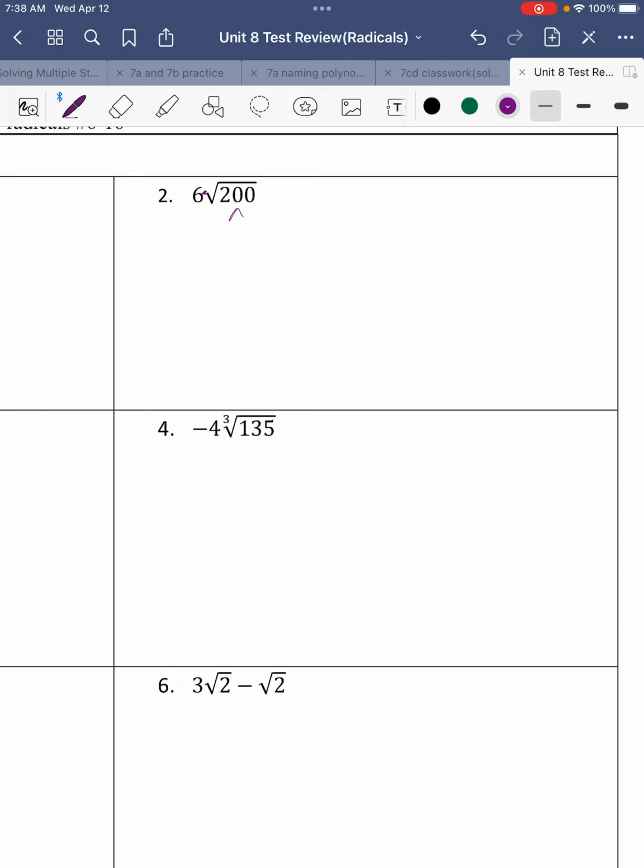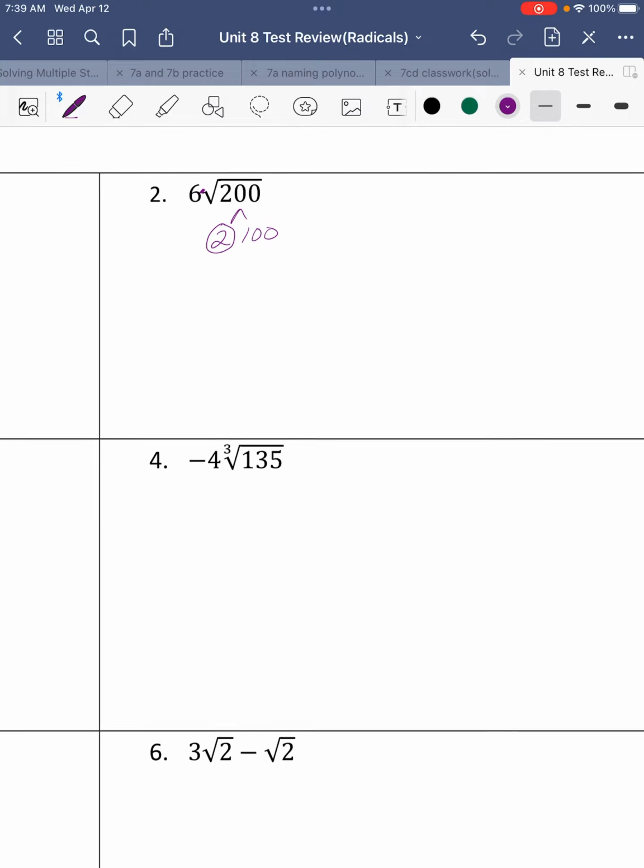To simplify, I'm going to look at the 6 on the outside. That's multiplication. What we're going to do is always break down the radical first. So we're going to look at 200. What two numbers multiply to 200? 2 times 100 is one of the ways. 2 is a prime number, so I'm going to circle that. 100 is 10 times 10. There are also other ones. 10 and 10 are not prime numbers, so I go 5 times 2 is 10, 5 times 2.